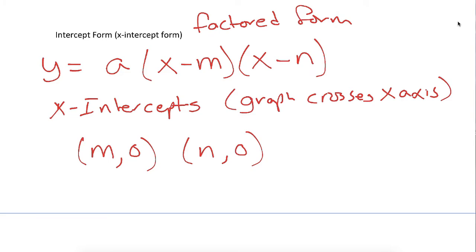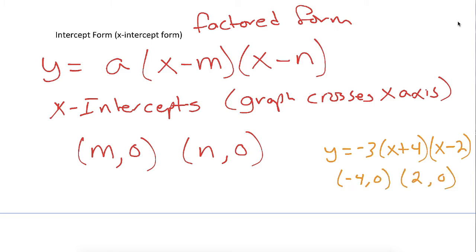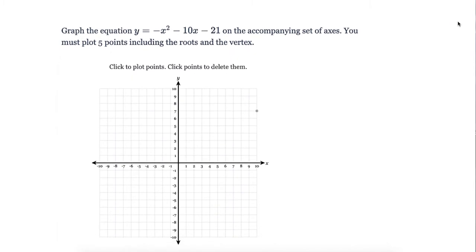Again, you have to be careful on this, because if I give you an example, y equals negative 3(x plus 4)(x minus 2), then the x-intercepts would be at (negative 4, 0) and (2, 0). So you have to be careful with the signs on that one as well, just like you have to be careful with the signs on the vertex form.